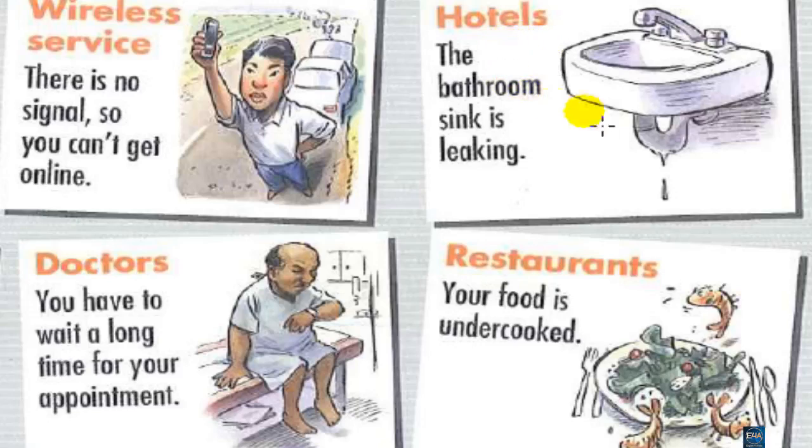What is the second complaint? What is the second problem? Complaint means problems for people. In hotels, the bathroom sink is leaking. Look, this is a sink, and this is the bathroom sink, and the bathroom sink is leaking. Leaking means allowing water to escape. Water is getting out of it. Drops of water.